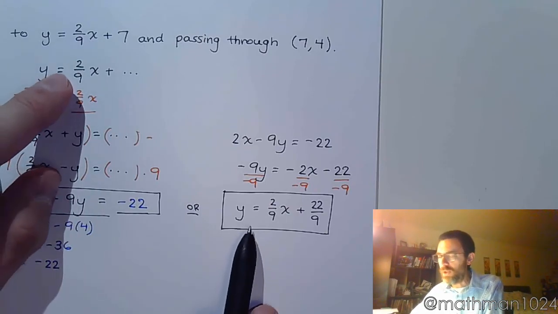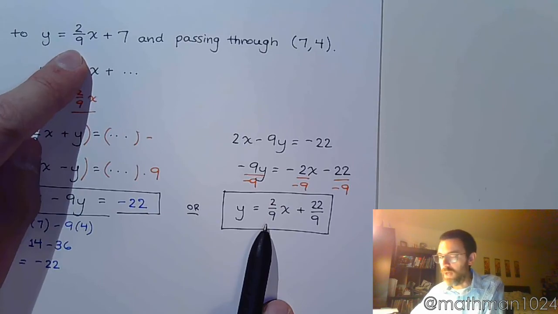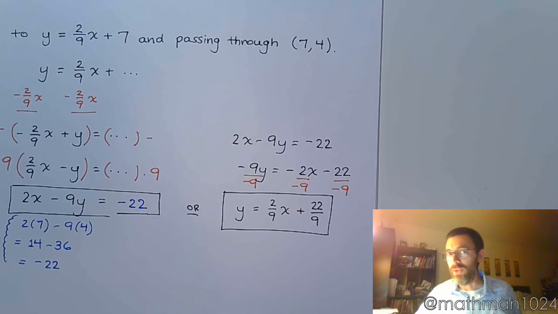When you compare this equation to the one that we were given, notice how the slopes are exactly the same, 2 over 9. But your y-intercepts are going to be different, because if they were the same, then you would have the same line, and they wouldn't be parallel.